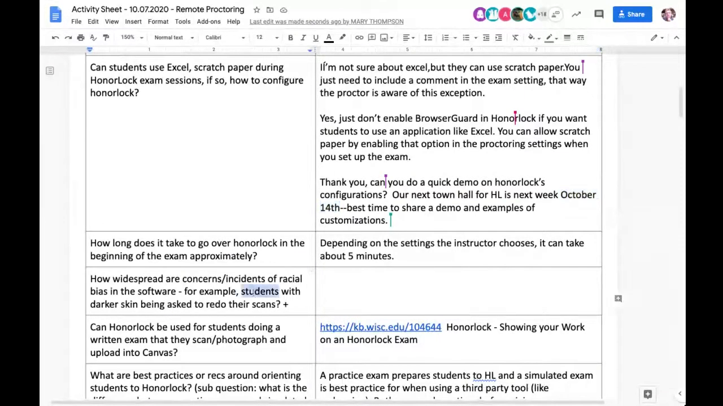All right, okay, racial bias in the software. Man, that's a question I don't know the answer to at all. I know that there are concerns. Whether they're real or not, I don't know.